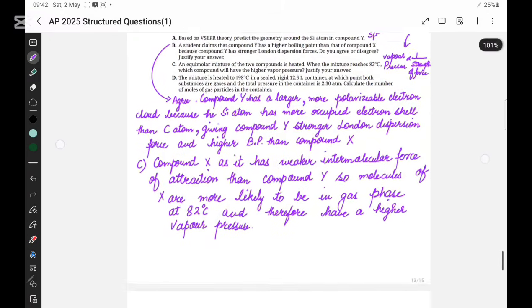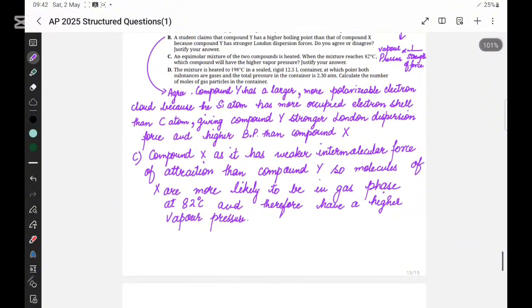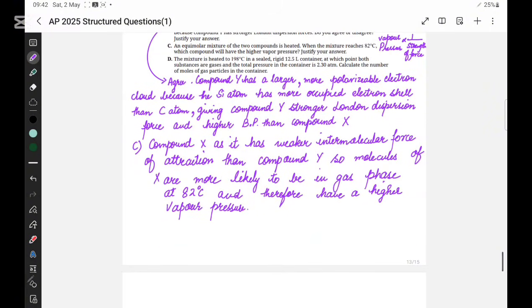For the next question, part D: the mixture is heated to 198 degrees Celsius in a sealed, rigid 12.5 liter container at which both substances are gases and the total pressure in the container is 2.3 atm. Calculate the number of moles of gas particles in the container. So the number of moles is equal to PV by RT.